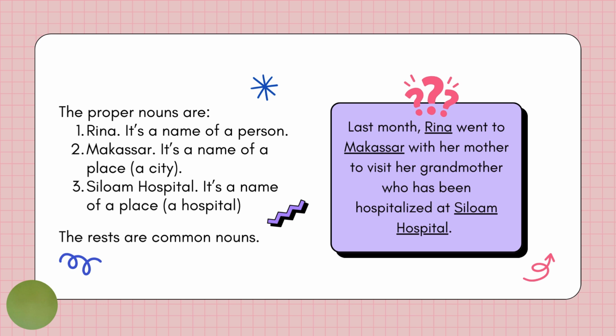Okay, because Rina is the name of a person, Makassar is the name of a city, and Siloam Hospital is the name of a hospital. The rest of the words in that sentence are called common nouns. I do hope you understand the difference between proper and common nouns because they are very important in writing. Okay, because when you refer to something specific, someone's name or something's name, then you have to use a capital letter.